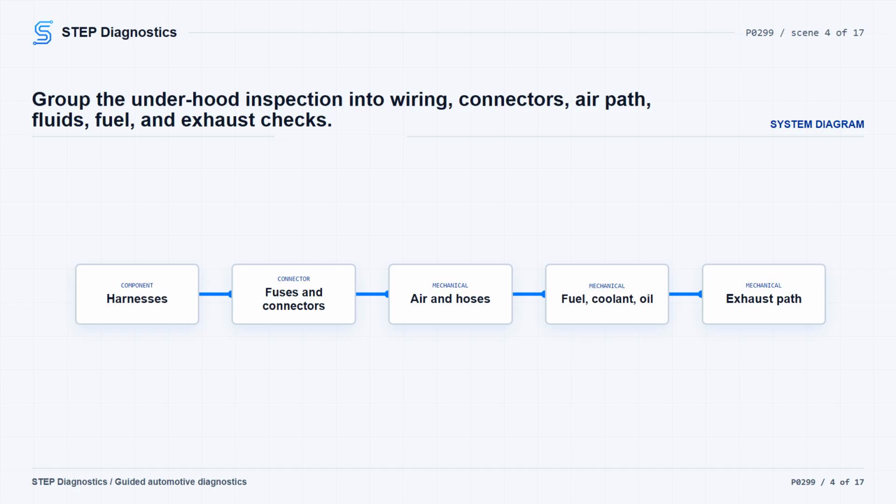Also check fuel quality and the fuel system for damage, leaks, and routing issues. Verify coolant level and quality with the engine operating at the correct temperature. Check oil level and quality, and inspect the exhaust system for damage, restrictions, and routing concerns.